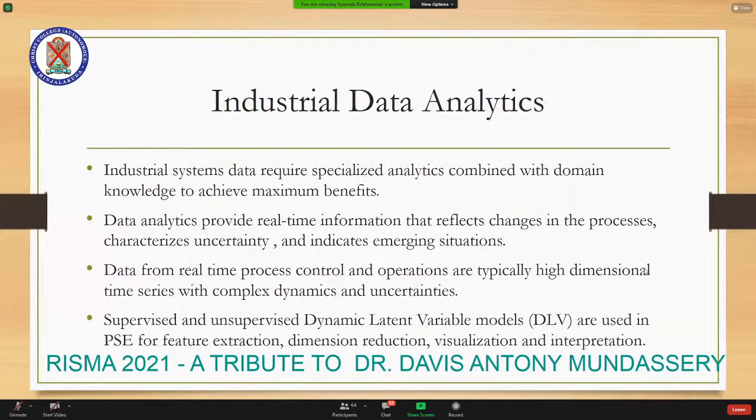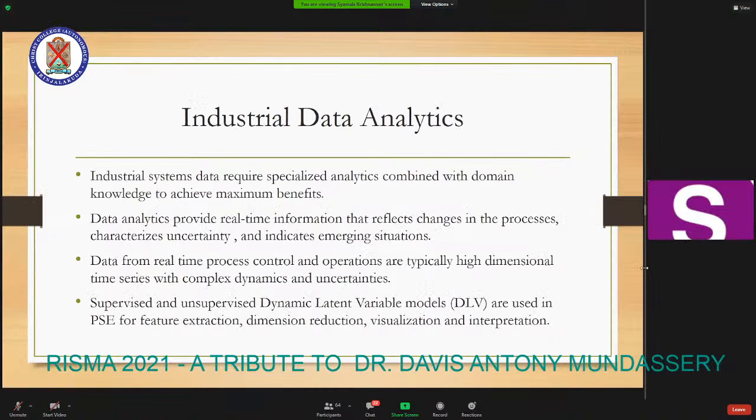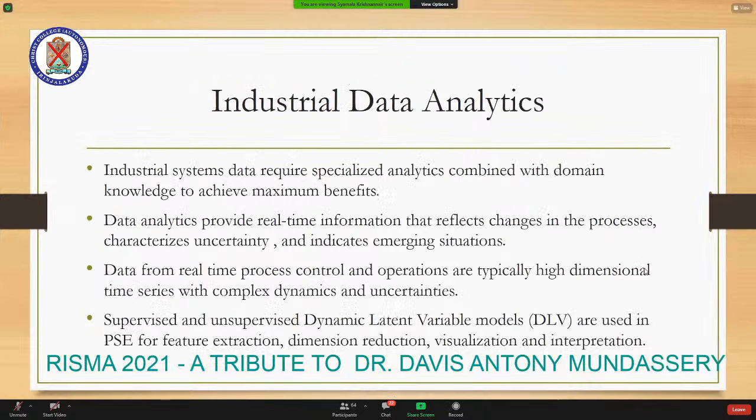Data from real-time process control and operations are typically high dimensional, as I mentioned earlier. If you look at a flotation process, we have a lot of mining sites here. You start from many different processes, adding catalyst, and then it comes to flotation. Even in the flotation unit, there are a lot of processes they do. If you put everything together, we can say the operations are typically high dimensional, and we get high dimensional time series with complex dynamics and uncertainty.